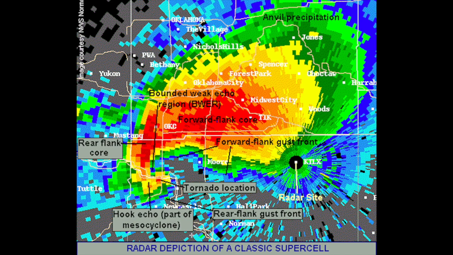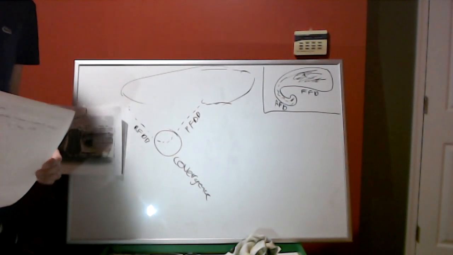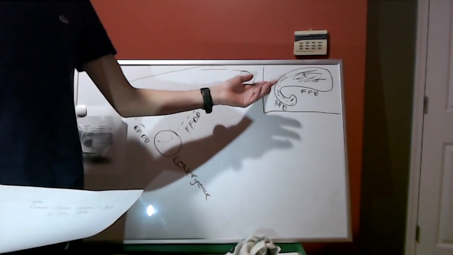We can see the RFD wraps around this hook echo. So the rear flank downdraft that I was showing you previously on the whiteboard is at the back of this hook echo. All of this big blob of precipitation is back in the storm, and that forward flank gust front is labeled on the boundary, right along the southern boundary of the storm before it starts curving into the hook echo. All right. So keeping our previous model of a supercell right here in mind, and this one.